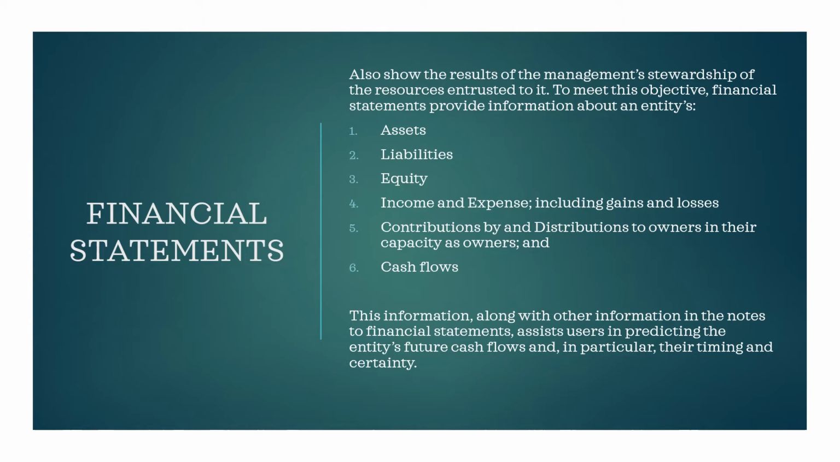So number 1, 2, 3: assets, liabilities, and equity, those are part of the statement of financial position or your balance sheet. Number 4, income and expense, including gains and losses. We have discussed it during the statement of comprehensive income session and income statement. Number 5, contributions by and distributions to owners in their capacity as owners. So ito naman yung statement of changes in equity. This was our previous session. And of course, number 6, cash flow. So we'll be focusing on the cash flow now.